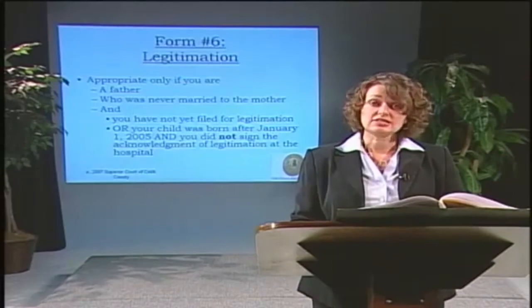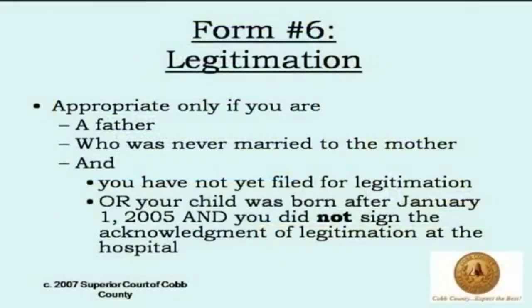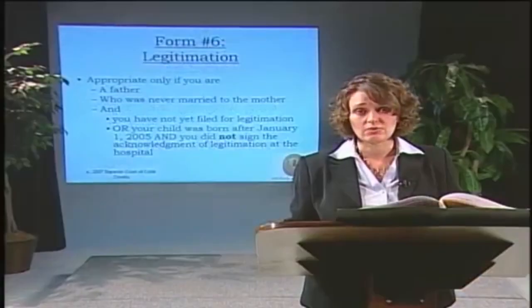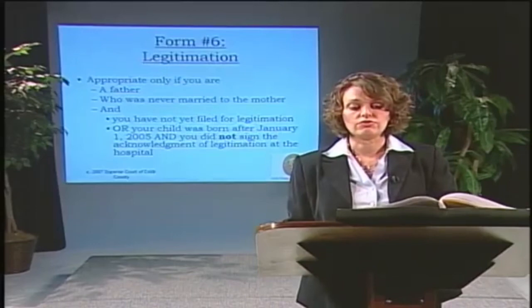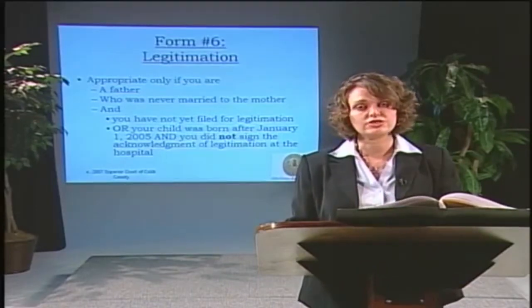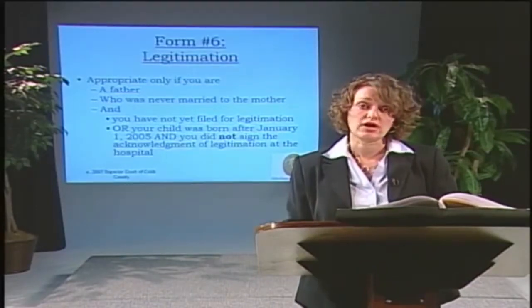So Form 6 is a legitimation form. It's appropriate if you are a father, dads only, if you were never married to the mother, and your child was born in a time when you couldn't have legitimated out of the hospital. Keep in mind that if you filled out the form at the hospital and you don't have it, or if you're not sure you filled it out, you may end up back in court anyway because the hospital doesn't keep those records. And we're going to talk a little bit about the other things you can get in legitimation that you won't get through the hospital form.